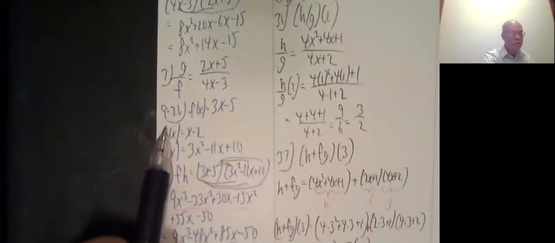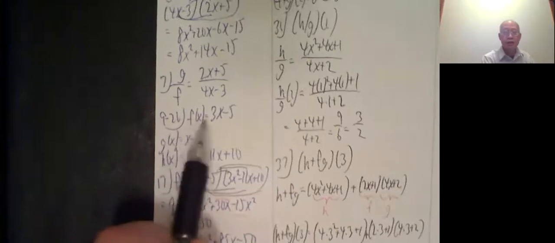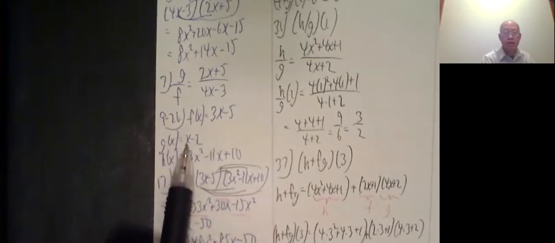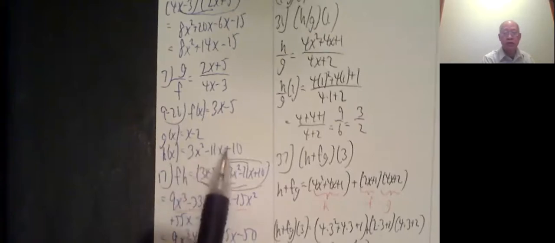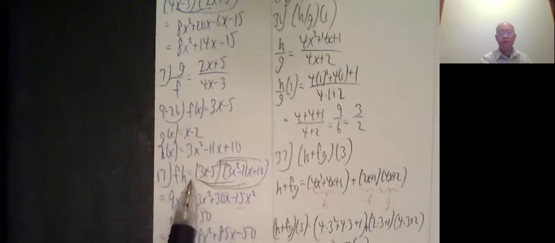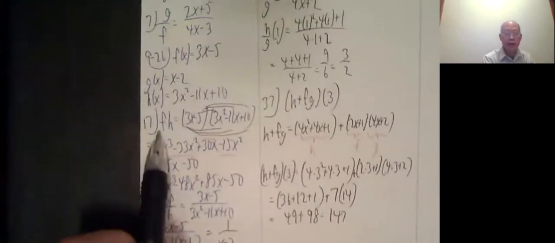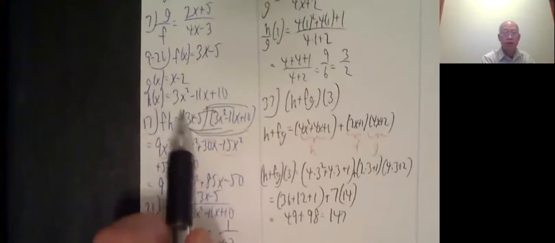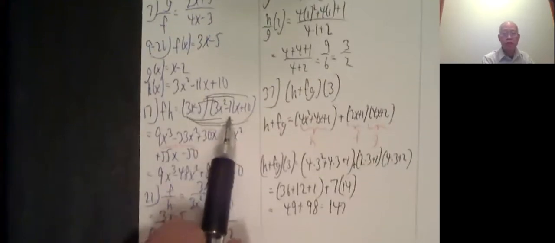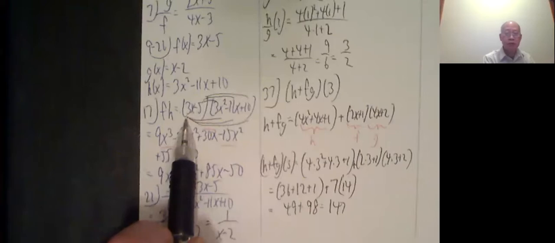Okay, then problems 9 through 26. f of x is 3x minus 5. g of x is x minus 2. h of x is 3x squared minus 11x plus 10. And they're going to be asking us to do different stuff to these three functions. So 17, fh means f times h. So 3x minus 5 times 3x squared minus 11x plus 10. So you have 6 multiplications.